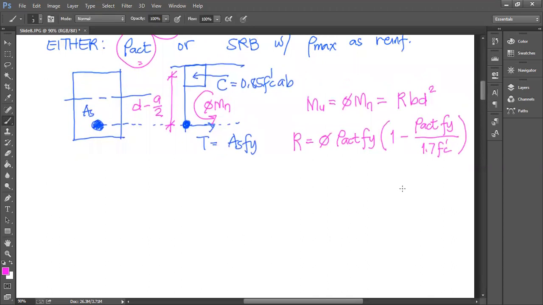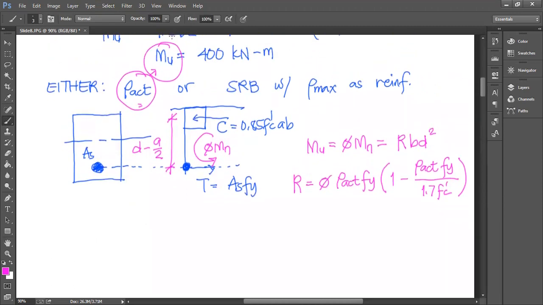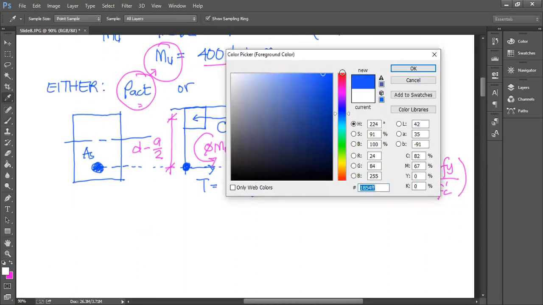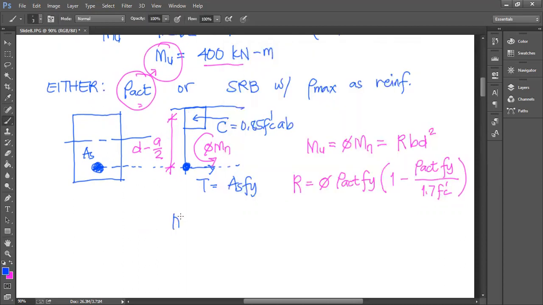Ngayon, dito sa case natin, since meron na tayong value ng R na pwedeng kuhanin from the ultimate moment na 400 kilonewton meter earlier. So dito sa case natin, yung 400, pwede na nating i-equate. Since alam natin na yung ultimate moment is equal to phi R B D squared.